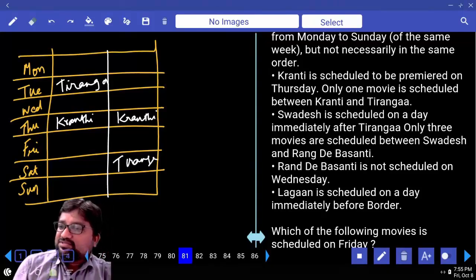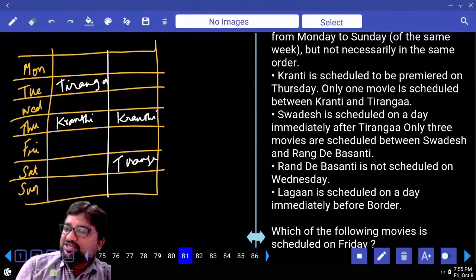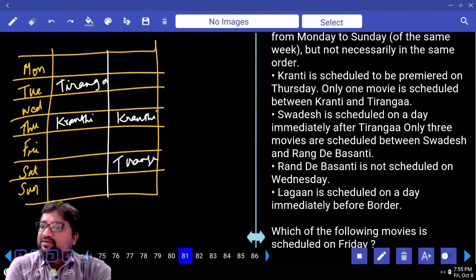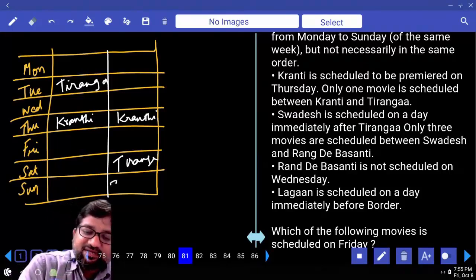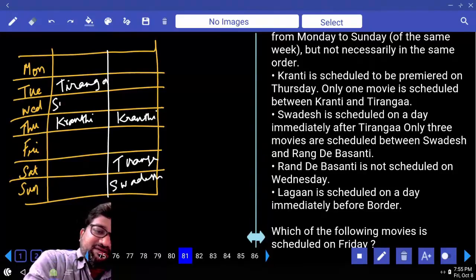What's the next point? Swadesh is scheduled on the day immediately after Tiranga. This is Swadesh, immediately after Tiranga.